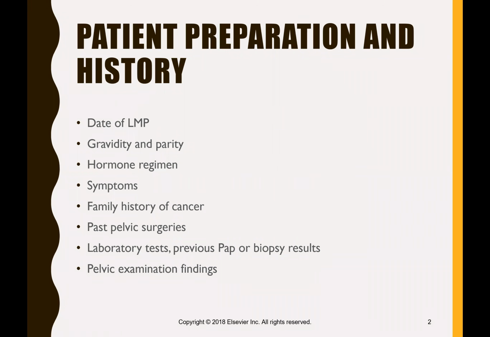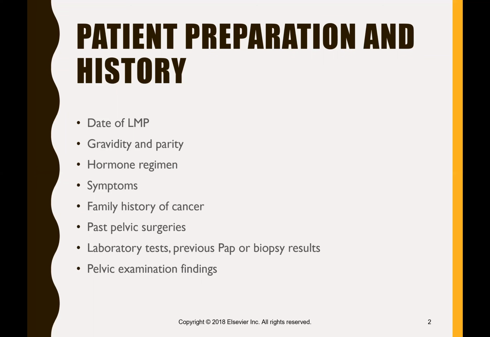So before we start scanning, there are multiple things that we need to have the patient do and some information that we need to take. One of the ones that you always want to ask is, what's the date of the patient's last menstrual period? The reason that we like to do this is because the ovaries and the endometrium look different depending on what part of the cycle the patient is in, as you learned in your last chapter.